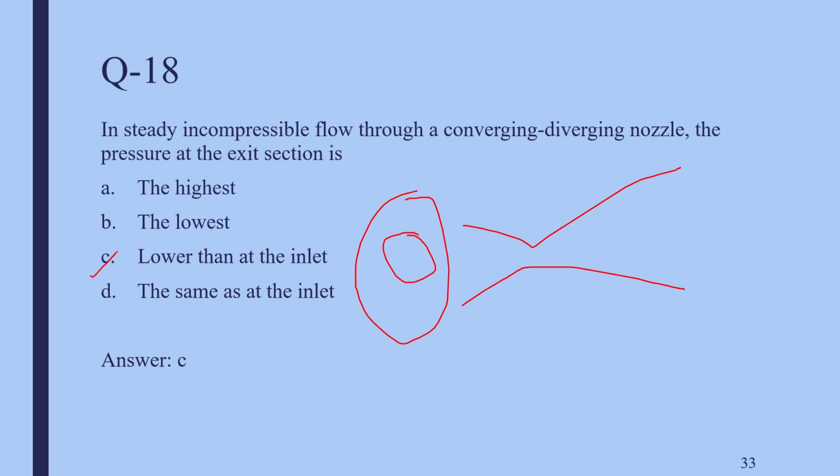In steady incompressible flow through a converging diverging nozzle, the pressure at the exit section is lower than at the inlet, because we can apply Bernoulli's equation and we can see that although the energy is lost and regained, it is comparatively lower than what it is at the inlet. So option C is the right answer, lower than at the inlet.